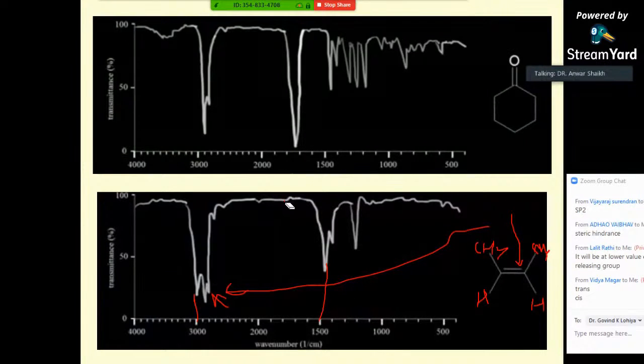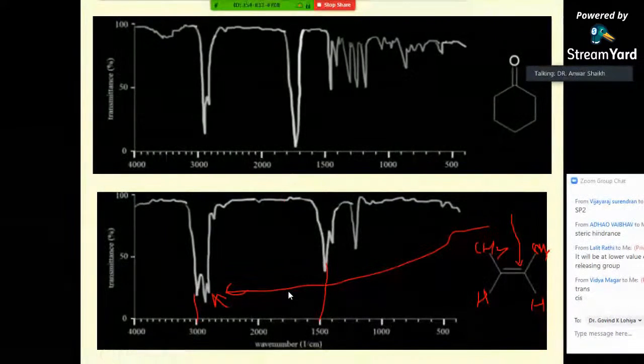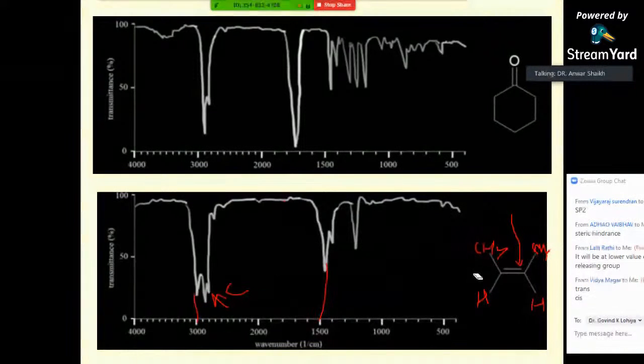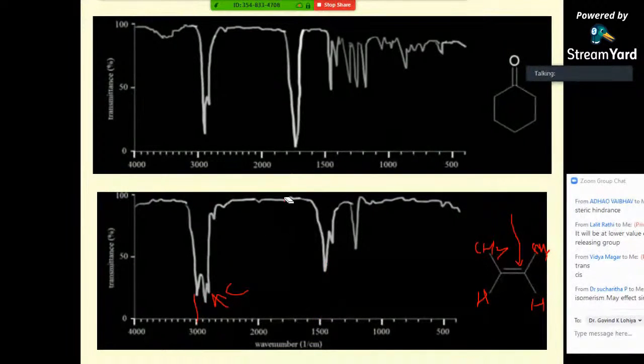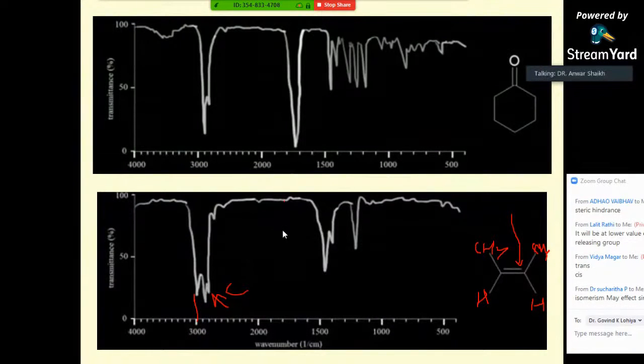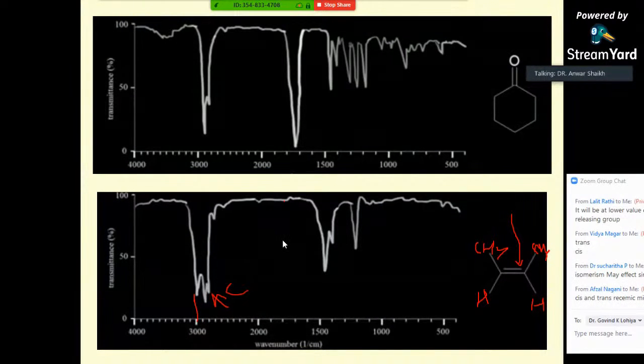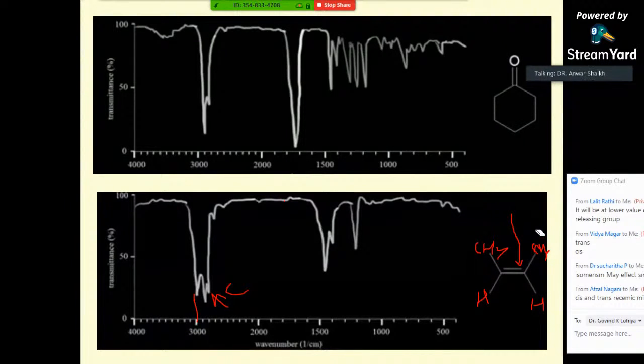So what is that? Why is there not the peak? Even though it is an alkene, there should be the expected peak. Okay, but it is not there. So here, initially I told you one thing regarding the dipole moment. As it is a cis butene, as it is a cis butene.